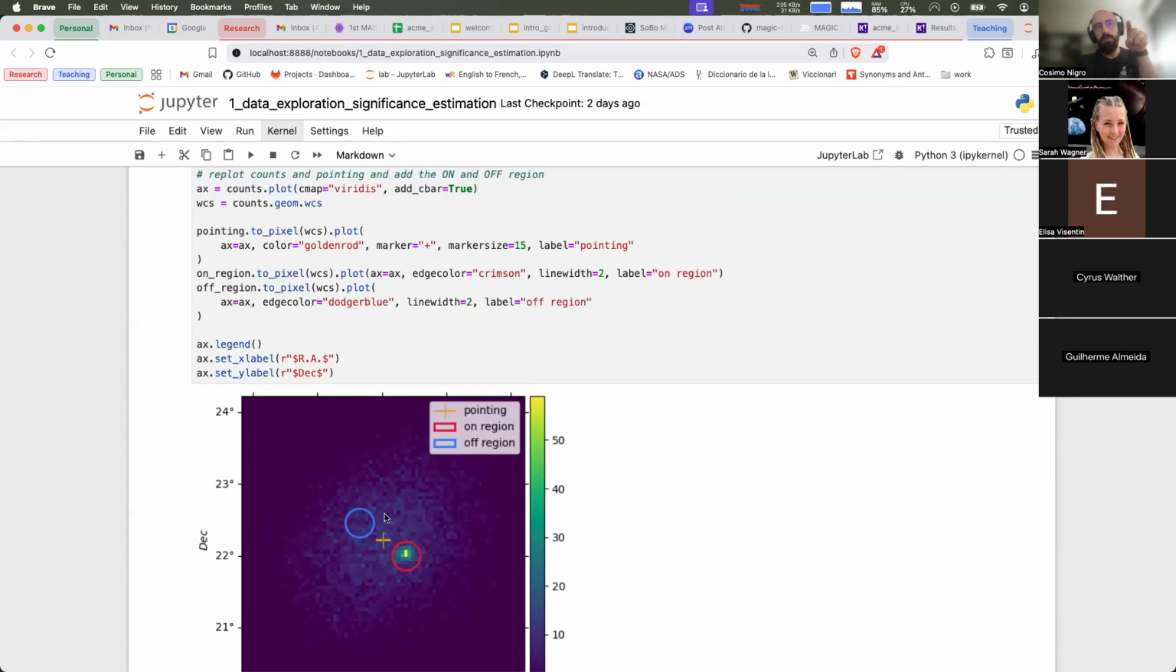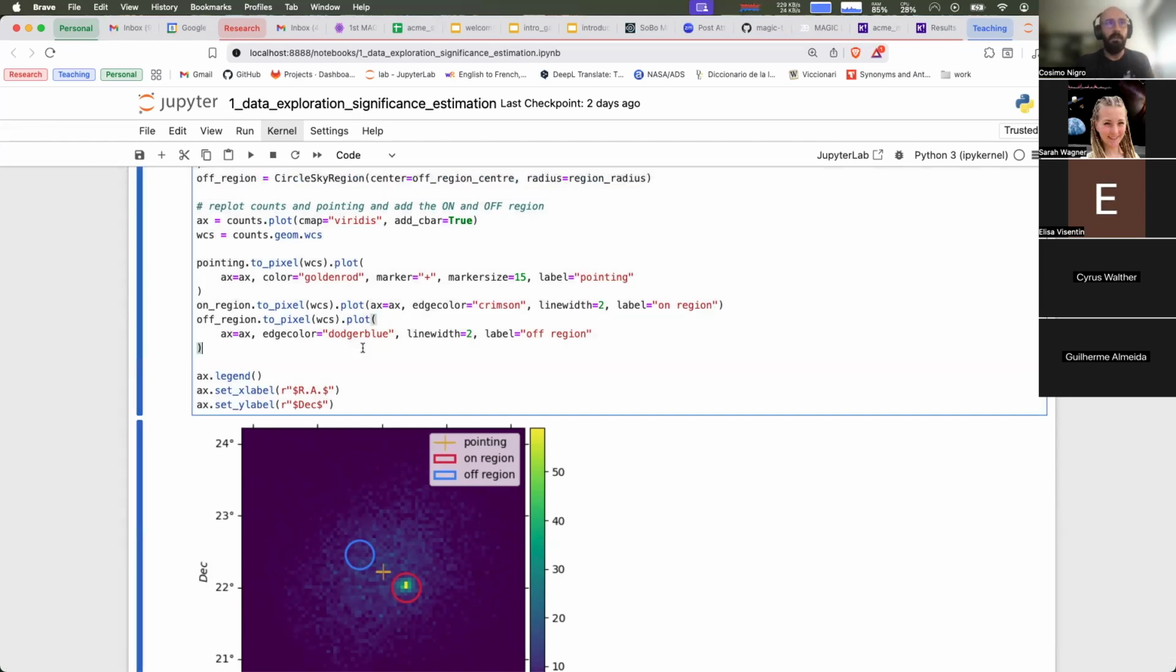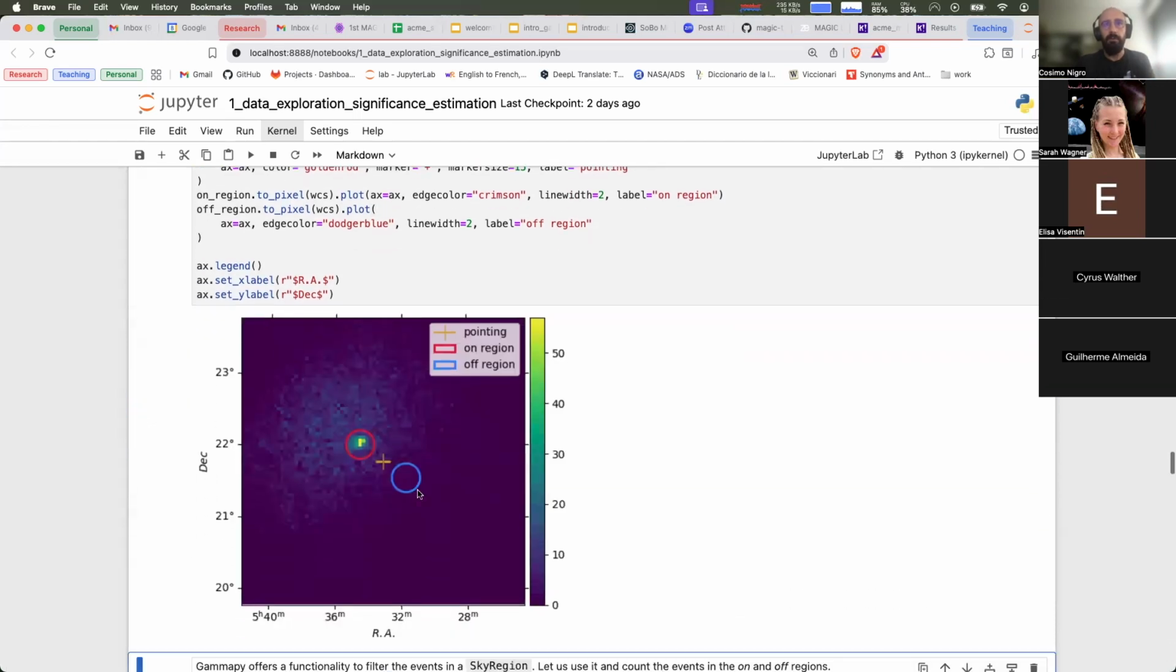So you want to estimate the signal in different positions, and at the same time, you want to estimate the background from a similar position in the camera. So typically we do two or four wobble pointings, meaning that the offset is 0.4 typically, and then the angle changes between 2 and 4 positions. And typically, I think this is an offset in the declination angle, if I'm not wrong.